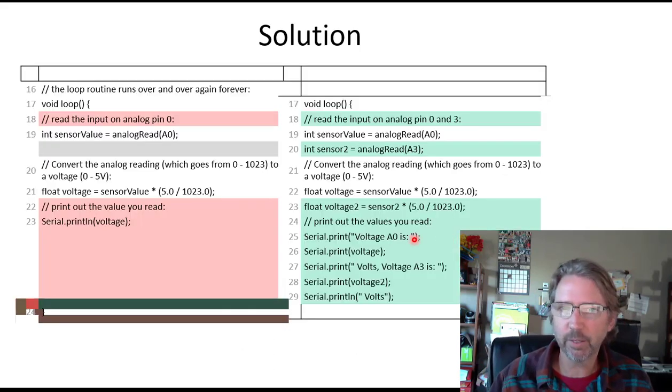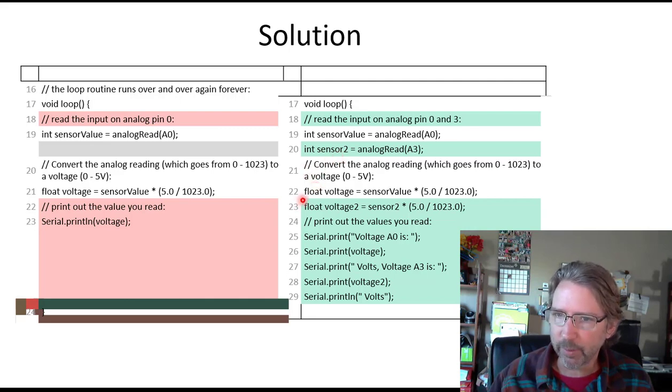So if we look at the solution, here is the original example that we've talked about. It reads analog 0, converts it to a voltage, and prints the voltage, just the number. And here's the updated version. We're reading the original A0 and we've added this line in green. Sensor 2 comes from pin A3. So this is an implicit declaration as a compound statement, and the definition, following that style.